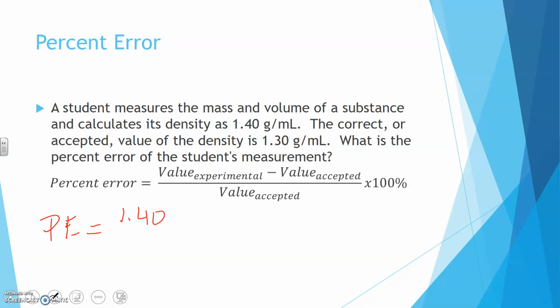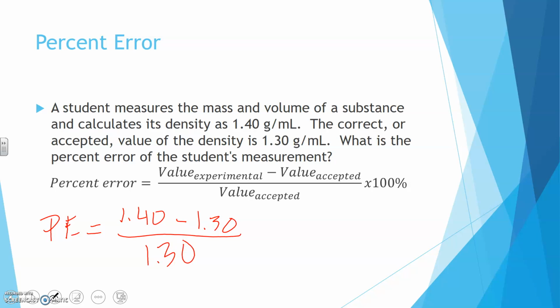Then you want to subtract out the actual value. If you have a positive number at the end of this calculation, that means that you overshot the actual value. If you have a negative, it means that you undershot it. So it can be a positive or negative percent. Then we've got 1.30, which is the actual, and we're going to divide by the actual. This gets you a percentage of the actual value that you're off.